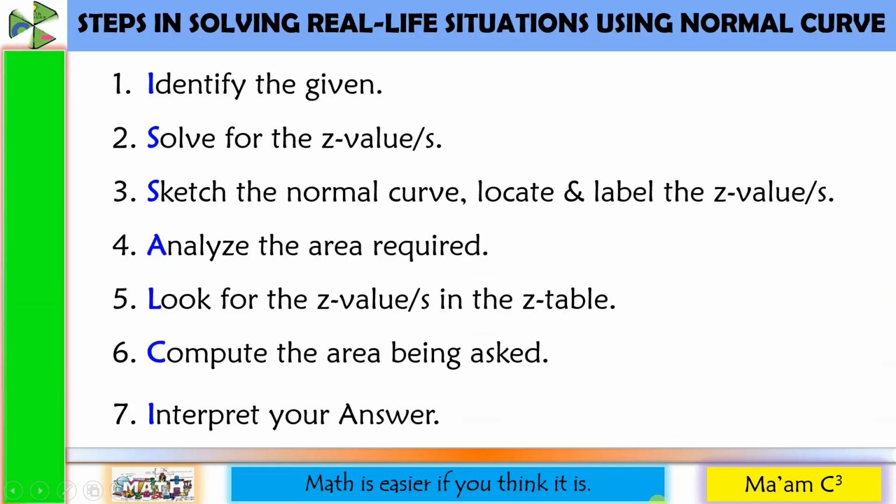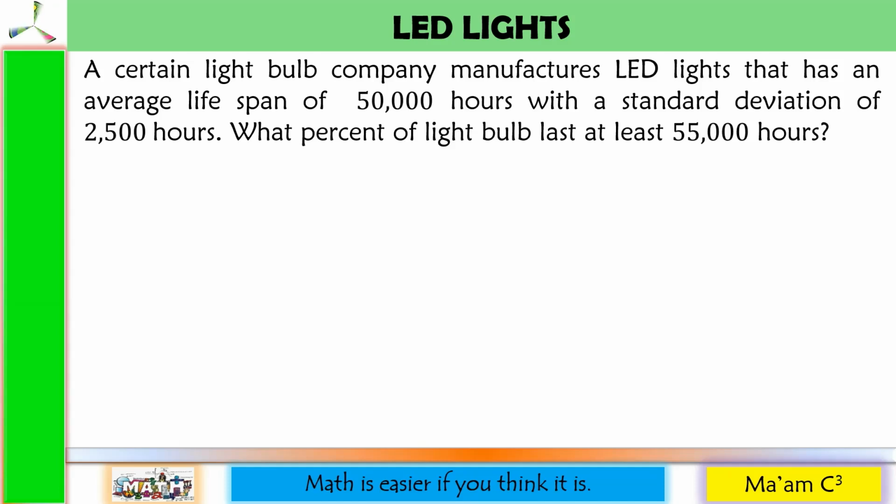Here are the steps that we are going to follow in today's lesson. I will discuss each step as I go along with the example. Example 1. A certain light bulb company manufactures LED lights that have an average lifespan of 50,000 hours with a standard deviation of 2,500 hours. What percent of light bulbs last at least 55,000 hours?